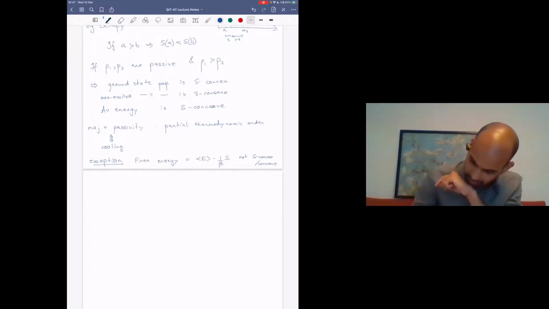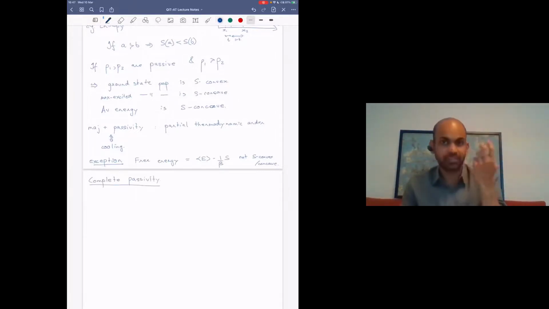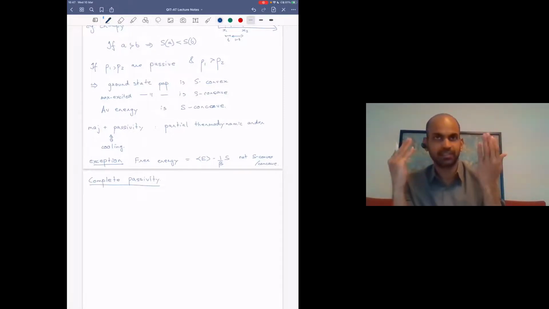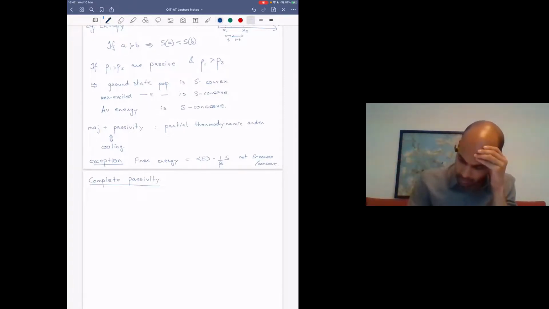Okay, and now on to the notion of complete passivity. So what we discussed so far, passivity, was when we considered that we extract work from a system, we were allowed to do a unitary on a single system or a single copy of a system. So passivity just had rho goes to U rho U dagger, but for complete passivity, we consider that we can take many copies of rho, so rho tensor n, and this is just a notation for n times, and we're allowed to do a unitary on all of them.